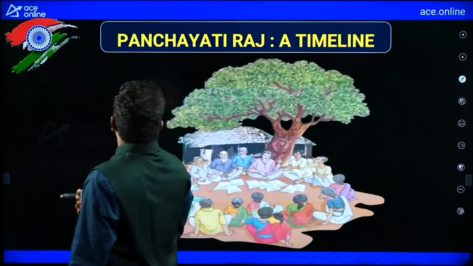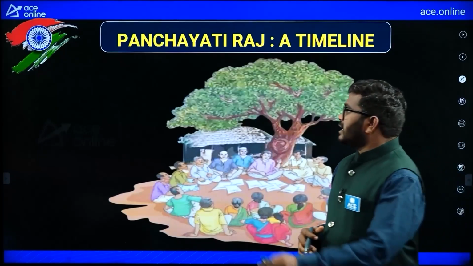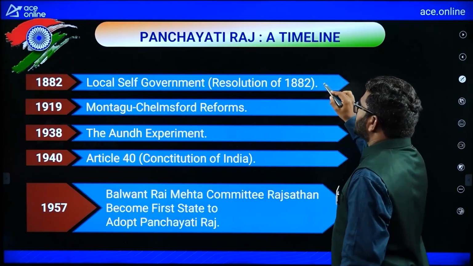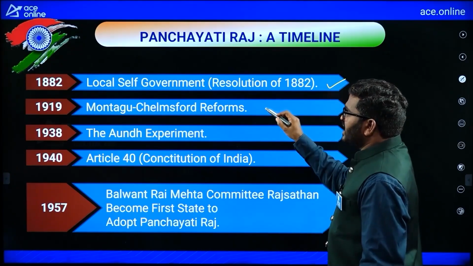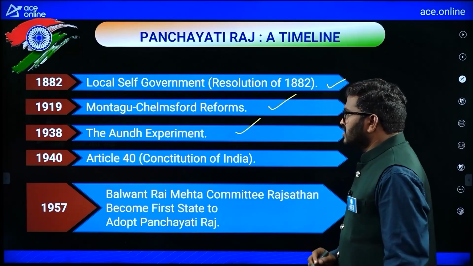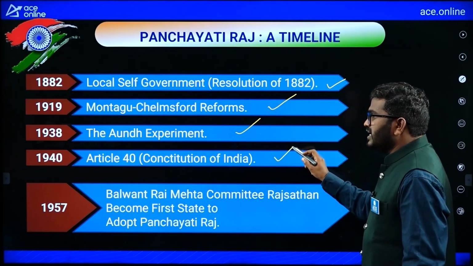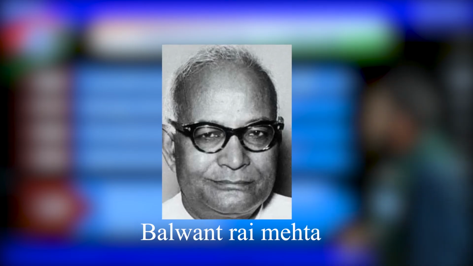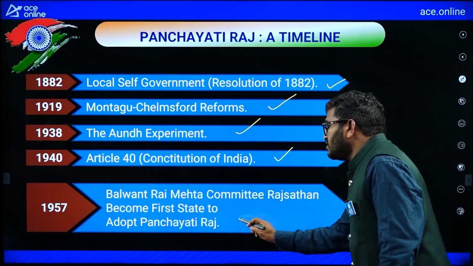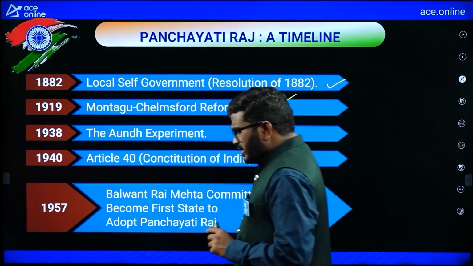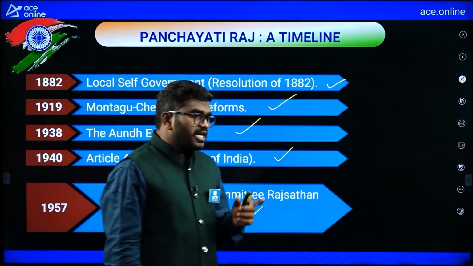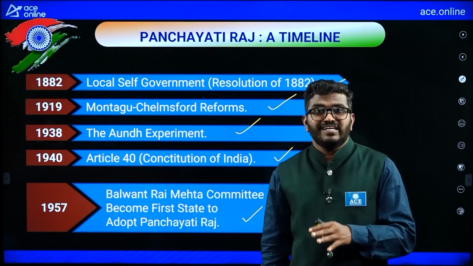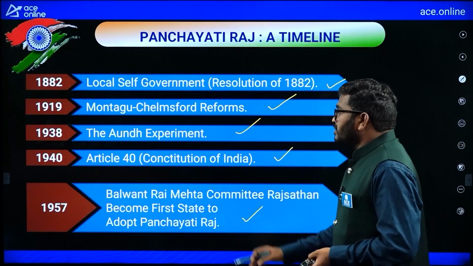Now we will see the importance of Panchayati Raj with a timeline. Now see here, Panchayati Raj system: the local self-government resolution of 1882, 1919 Montague-Chelmsford reforms, 1938 Aunad experiment, and 1940 Article 40 of the Constitution of India, from which village local self-government was also introduced. And in 1957, with the Balwant Rai Mehta Committee, Rajasthan became the first state to adopt Panchayati Raj. So remember, after getting independence, Rajasthan was the first state to establish the Panchayati Raj system in its villages.